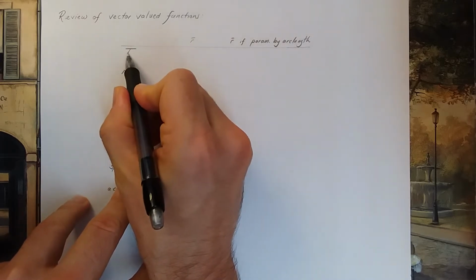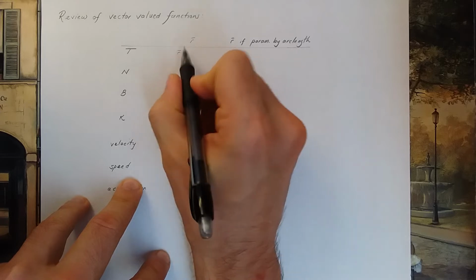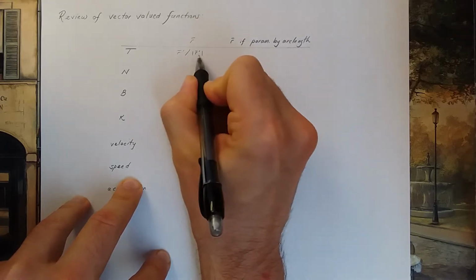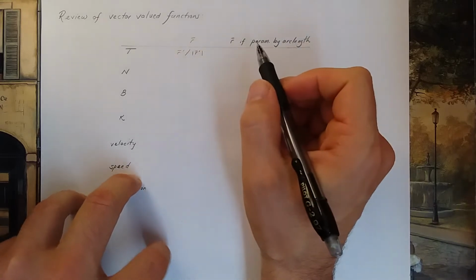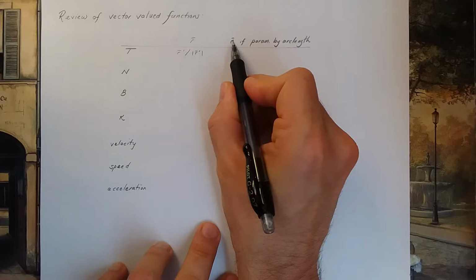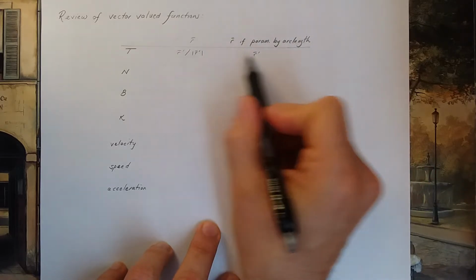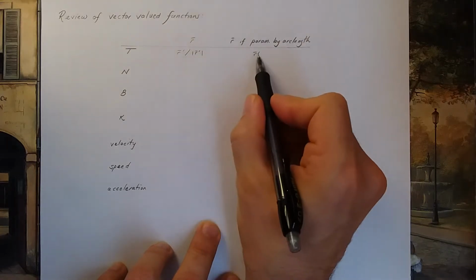The unit tangent vector T is defined to be the derivative of your vector-valued function divided by the length of that derivative. That makes it a unit tangent vector. If you happen to be parameterized by arc length, then the formula is a bit simpler. This speed is just 1.